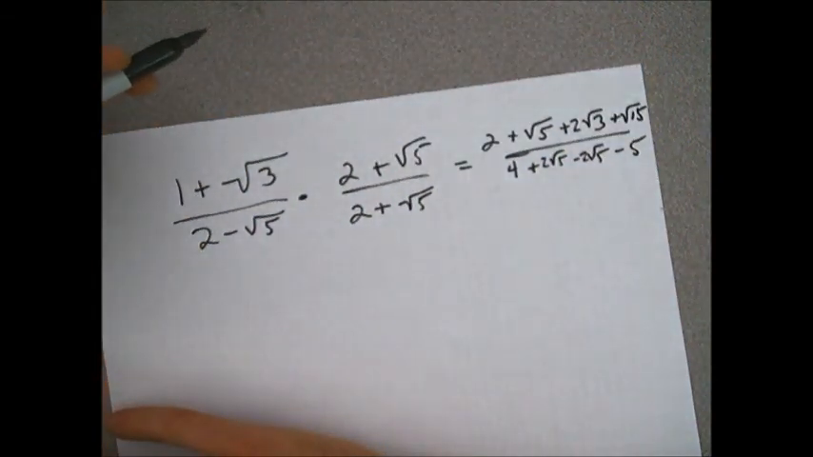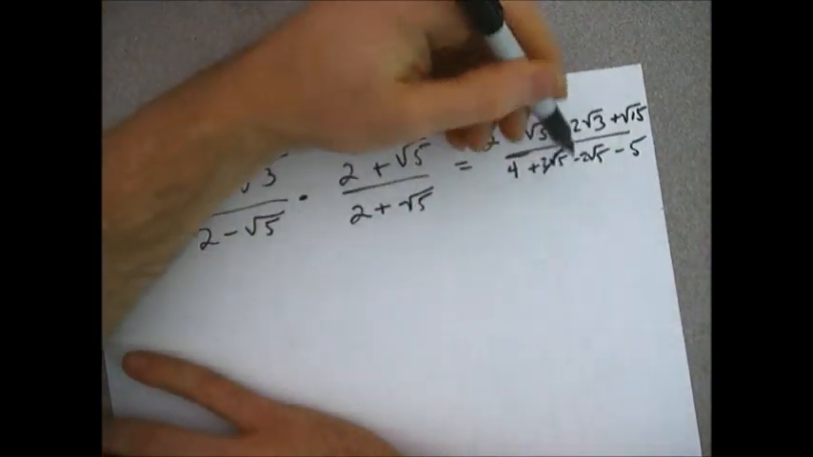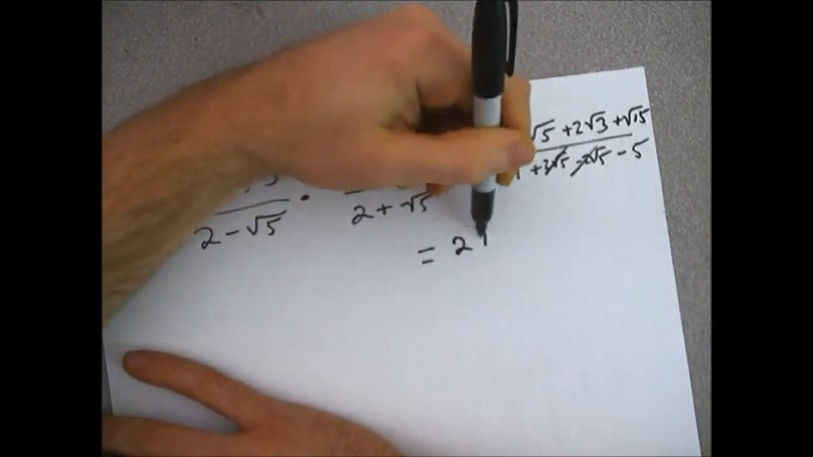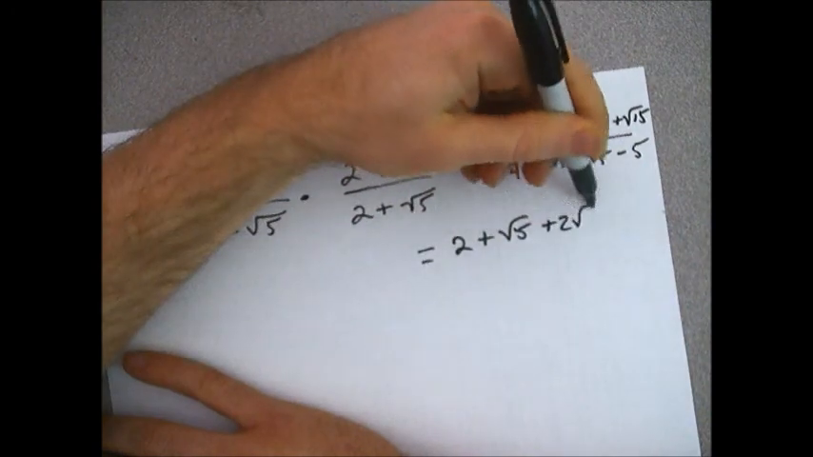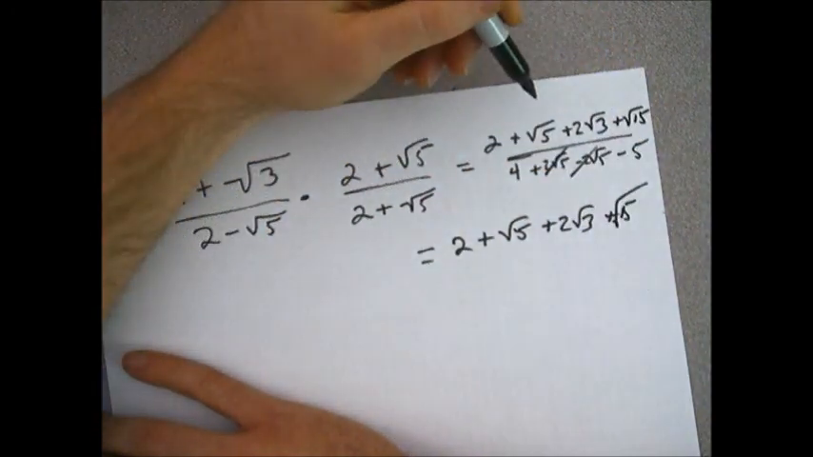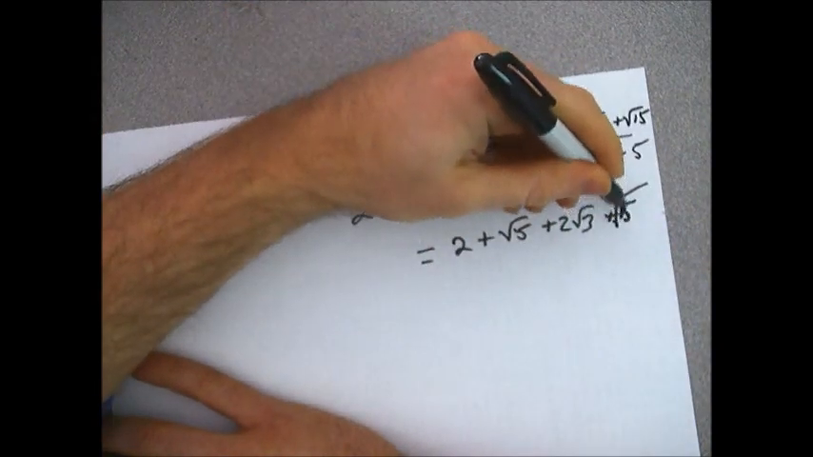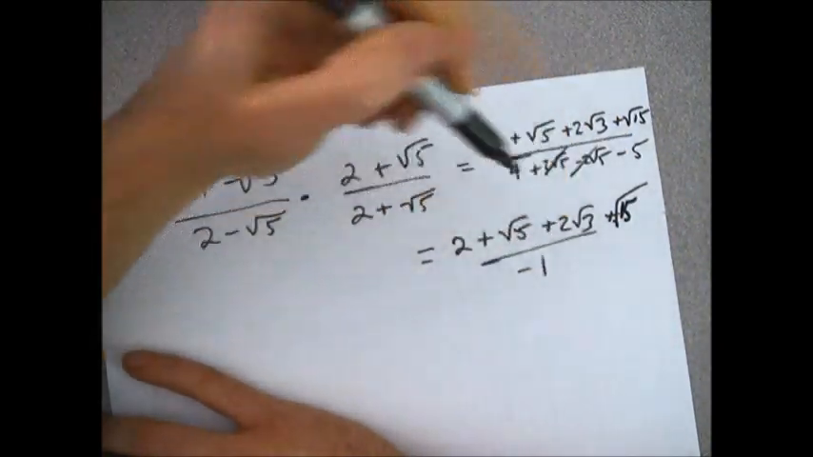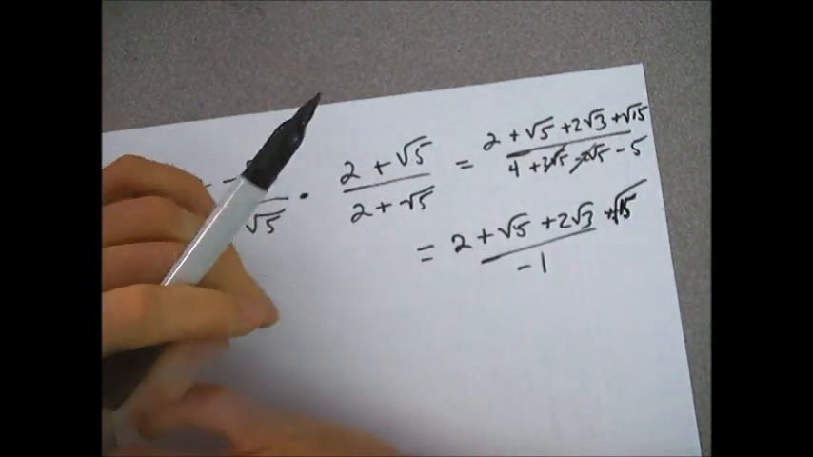And on the bottom, can I cancel anything out? Yes, the middle 2. So final answer: all the stuff from the top. And then on the bottom, what do we have? 1. This is a root 15. And on the bottom we have negative 1, negative, because 4 minus 5.